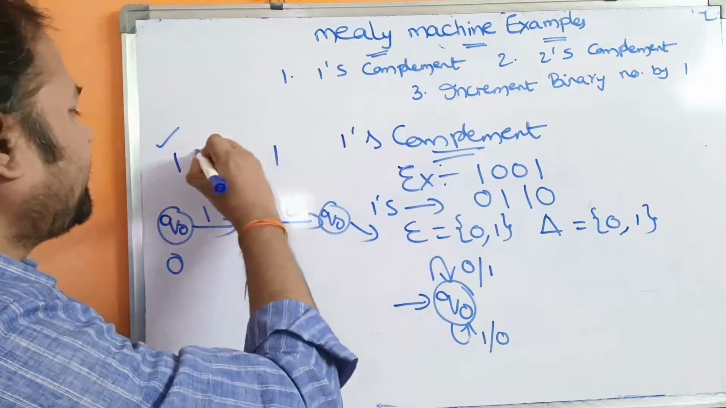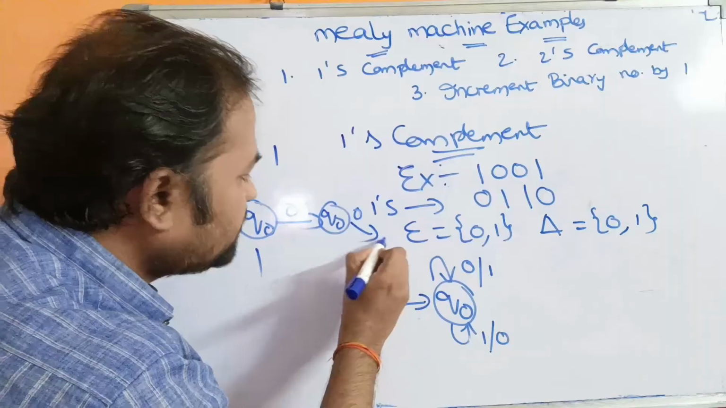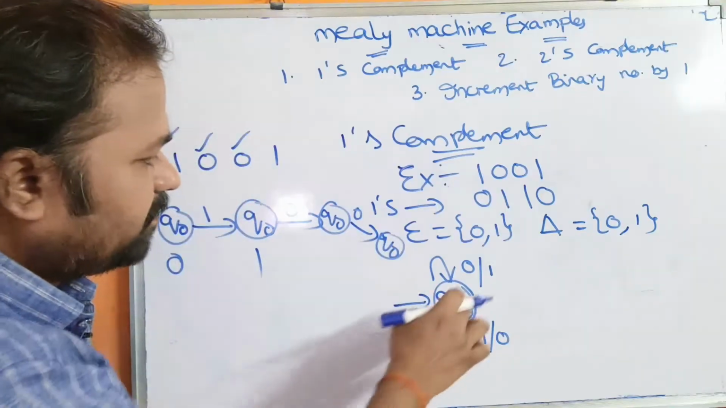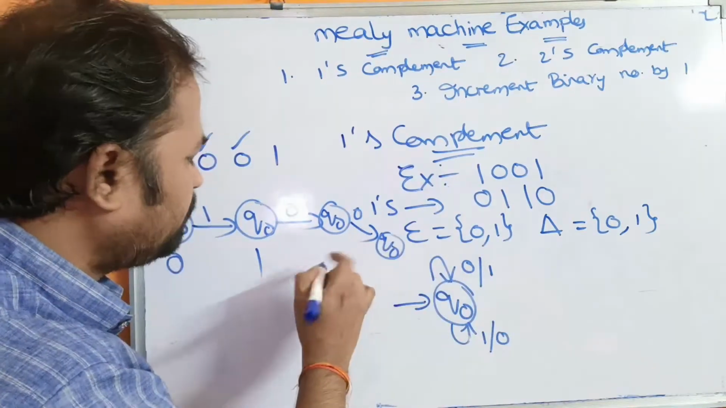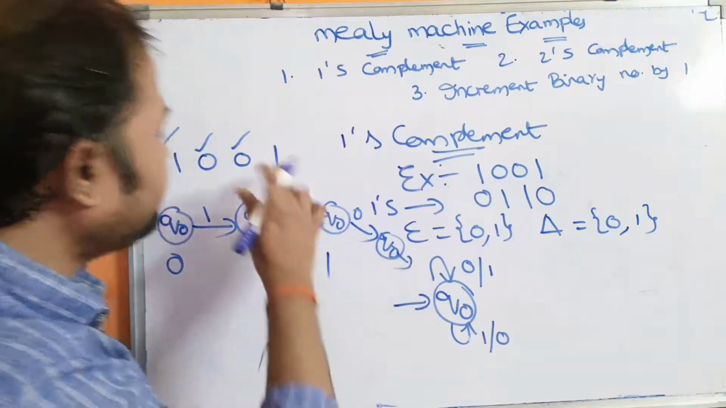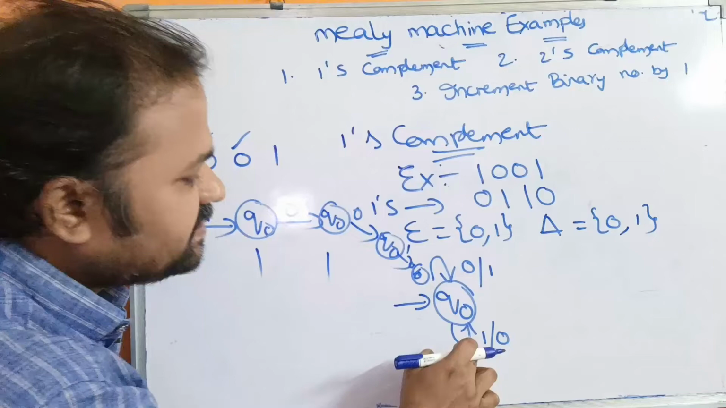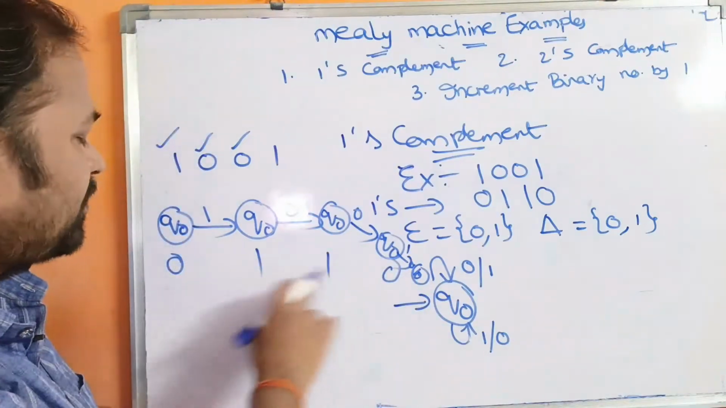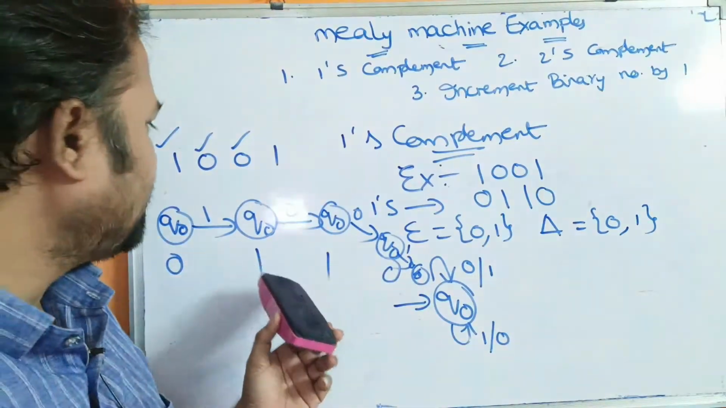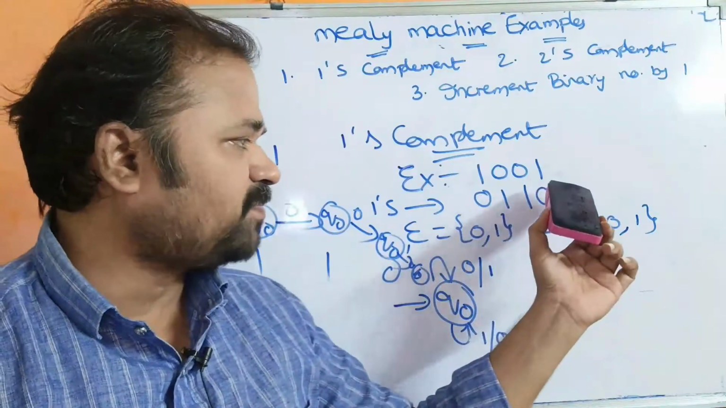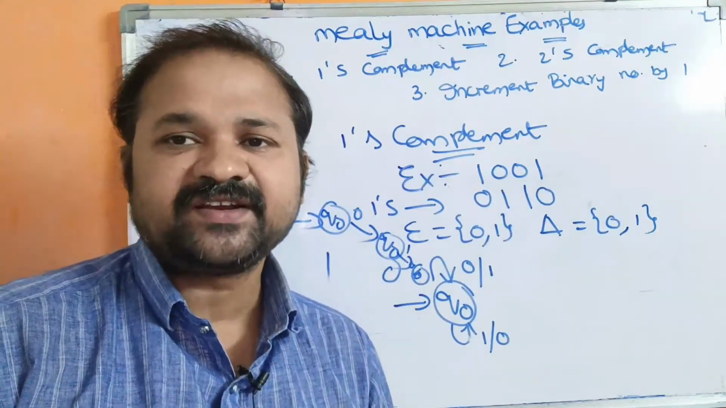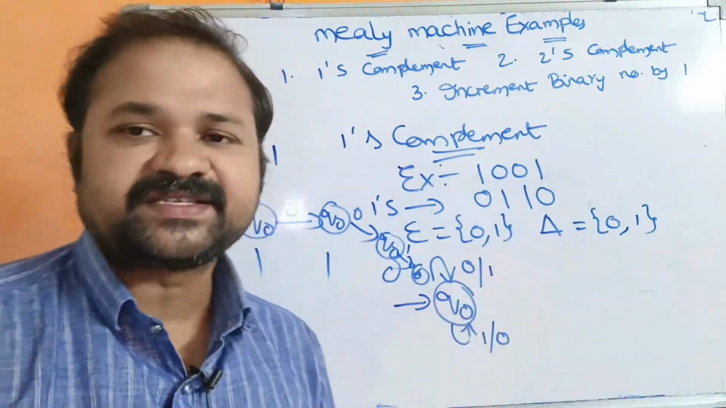So next let us apply this 0. So Q0 on 0 means Q0 only. But 0 means what is the output? 1 is the output. Now let us apply 1. So Q0 on 1 means Q0 only. So 1 means output is 0. So we got output as 0110. So 0110 is nothing but 1's complement of this number. So with this we can conclude that our Mealy machine is correct only.